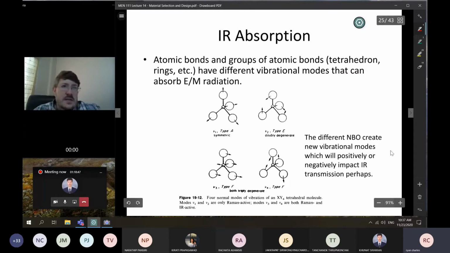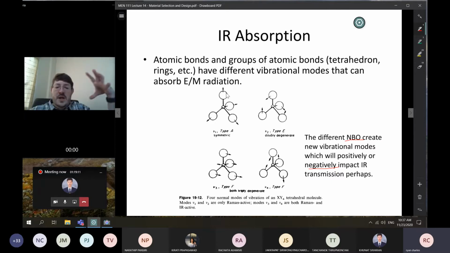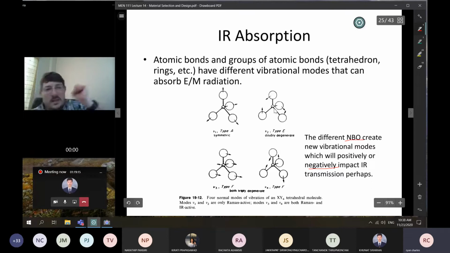So these are different vibrational modes, right? Different types of vibrational modes you can get. Different non-bridging oxygens create new vibrational modes, which might negatively impact the properties. These are examples. So this would be a silicon oxygen tetrahedron, and these things can be expanding, they can be breathing, right? So expansion and contraction. You have these degenerate weird modes here.